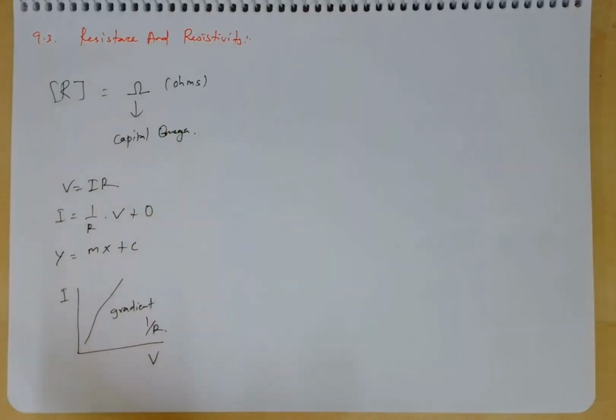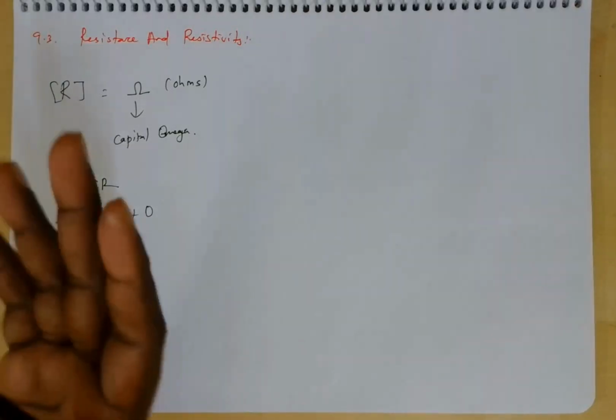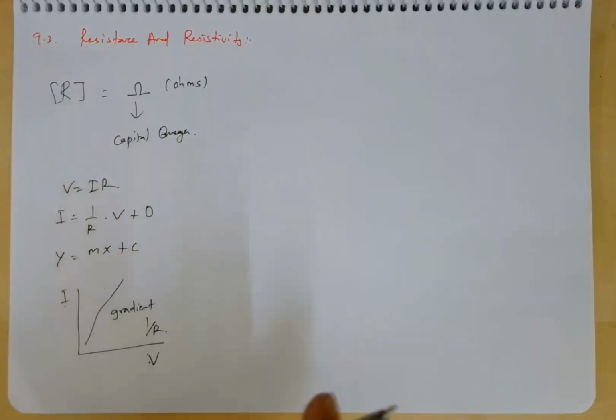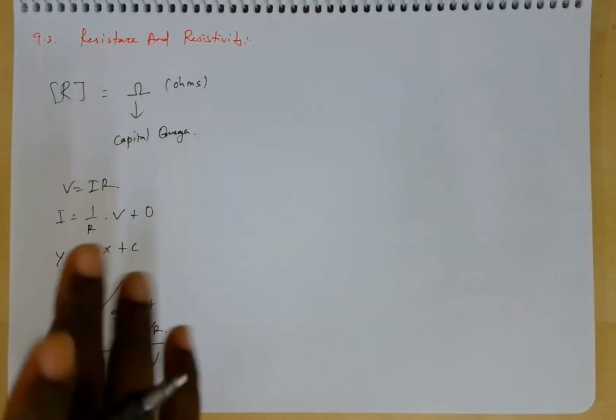So for any graph, for any component, if you take I versus V, I on the Y axis and V on the X axis, the gradient is 1 by R. Whether it's a straight line or not is our problem later. But in the graph, the gradient is 1 by R.